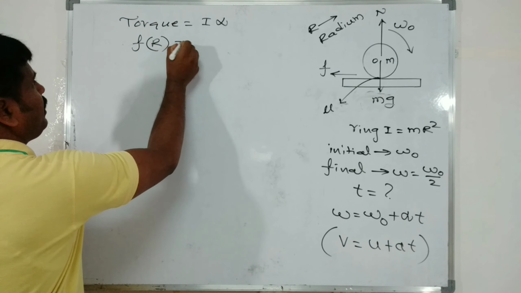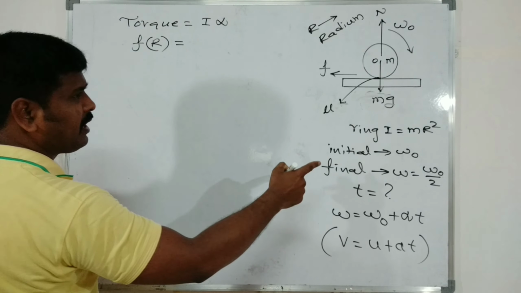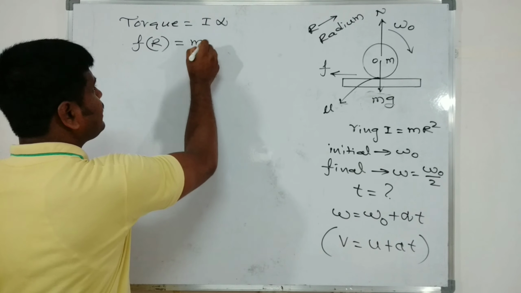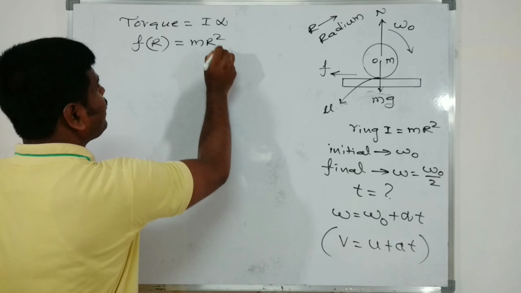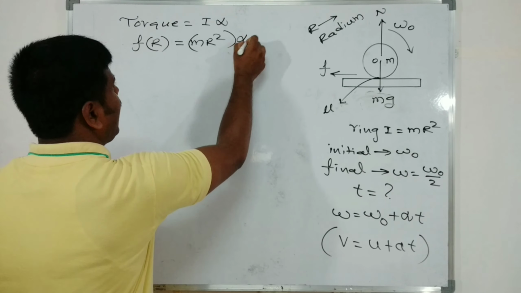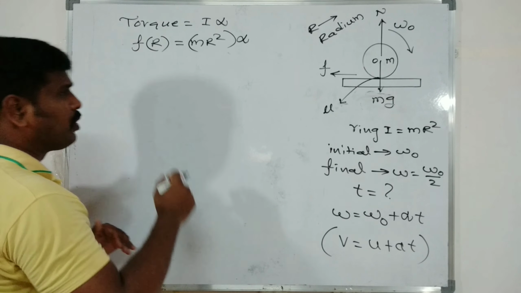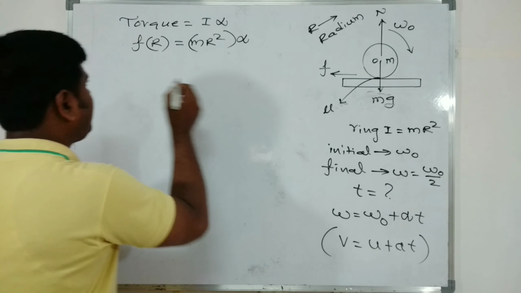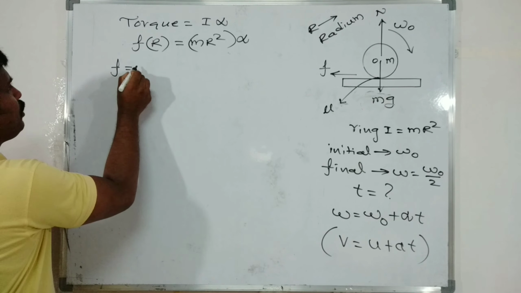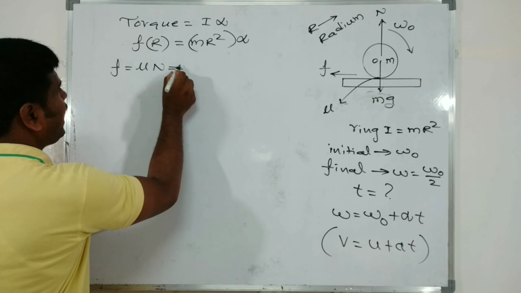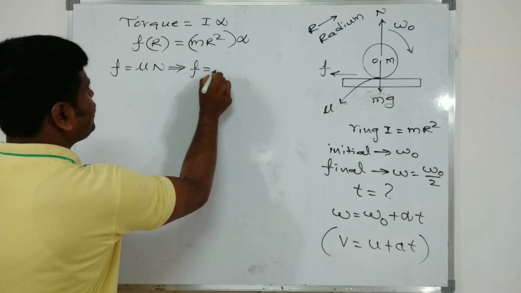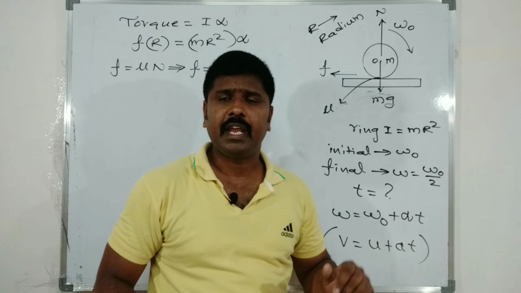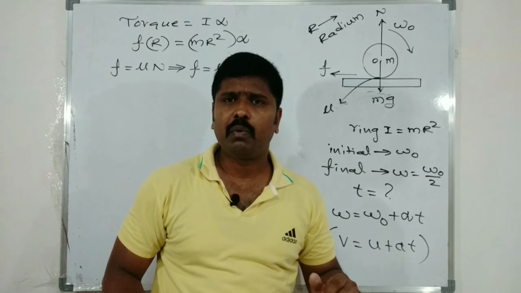Now, continuing, I is the moment of inertia of the ring, which is m R square, into alpha. We can replace the frictional force from another equation. What is the frictional force? F is equal to mu into N.